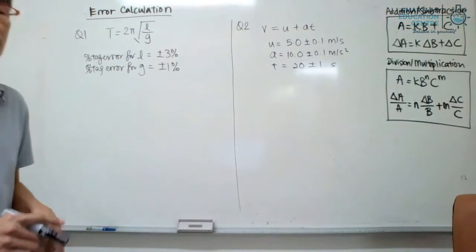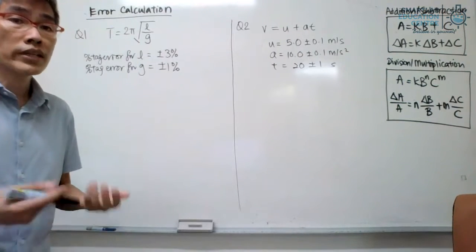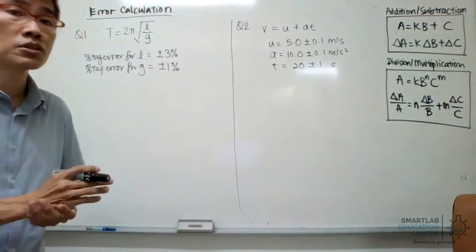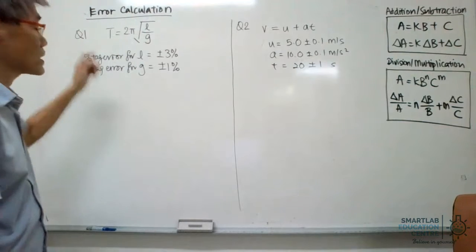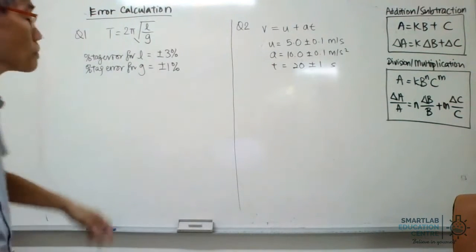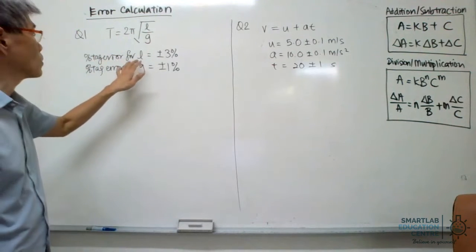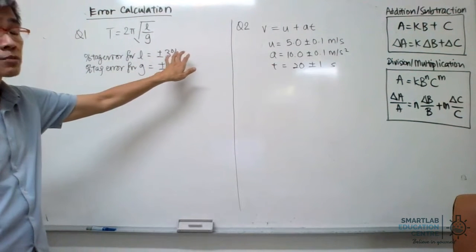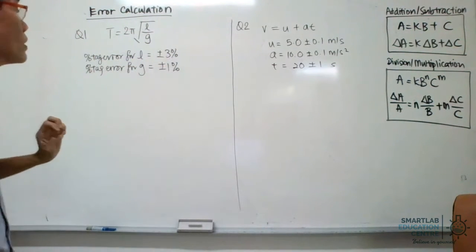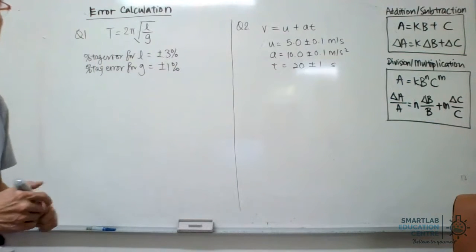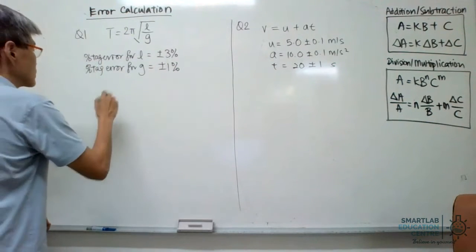Okay, hi everyone. Let's look at some examples on error calculations using the two sets of formula that we have already introduced. So let's first start off with the first question. In the first question itself, the percentage error for L and G is respectively 3% and 1%. So let's take a look at the percentage error for the period T in this case.